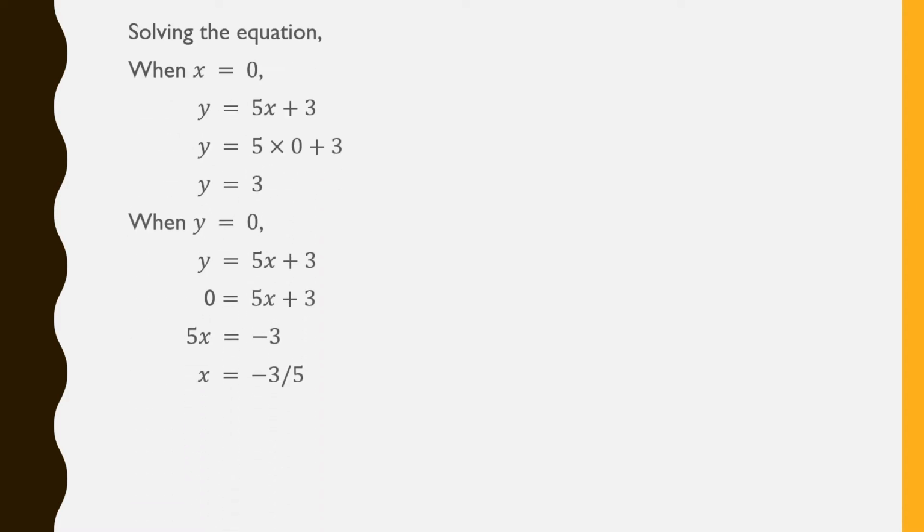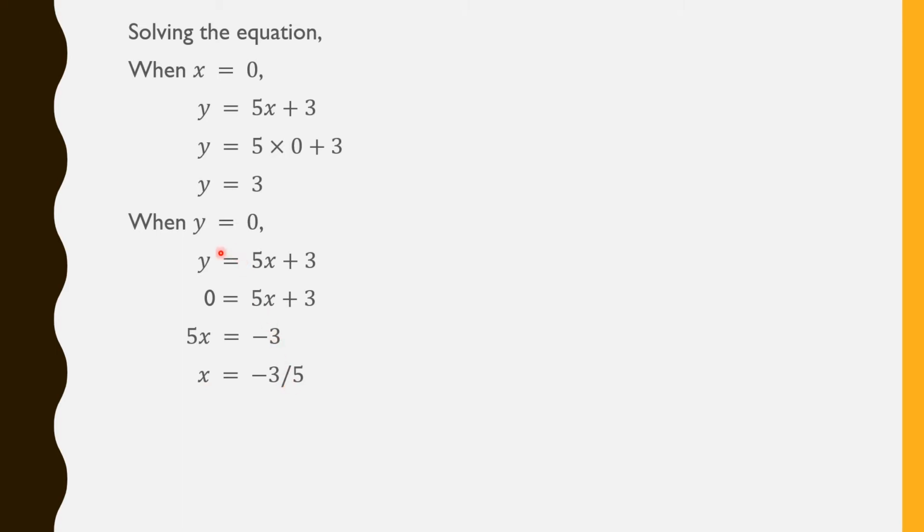Now solving the equation, when I take x equals 0 in y equals 5x plus 3, I will get y equals 5 into 0 plus 3, which means y equals 3. So when I take x equals 0, the value of y is 3 in y equals 5x plus 3. Now when I substitute y equals 0 in y equals 5x plus 3, I will get 0 equals 5x plus 3, which means 5x equals minus 3. On solving it, I will get the value of x as minus 3 by 5.